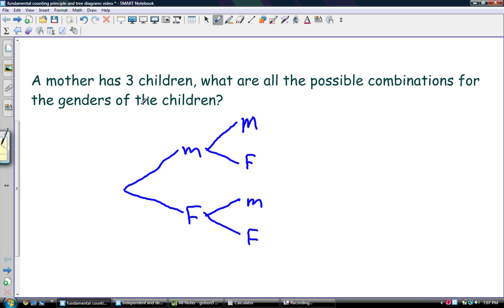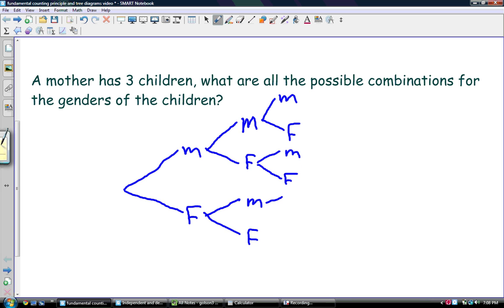Now, if we want to talk about the third child, we've got to make branches off each one of these, because no matter what the first 2 are, what combination you're at, you have 2 choices each way. In any of these cases, you could have a male or a female. So off of each of these 4, we need to make 2 more branches. One for male in each, one for female in each.